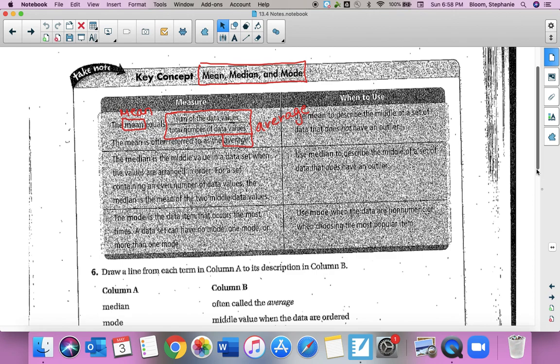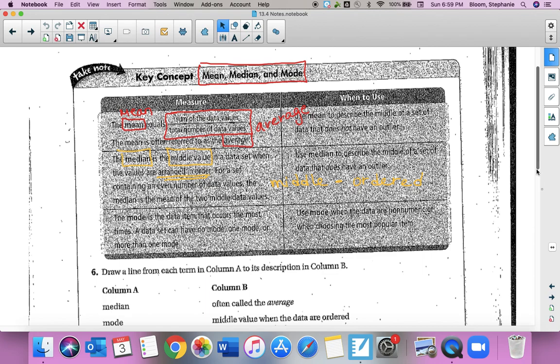All right, the next one is this word median. And the median is the middle value. Median is the middle value in a data set when the values are arranged in order. This is key. Have to arrange it in order. For a set containing an even number of data values, the median is the mean of the 2 middle data values. So again, median is your middle value when things are ordered least to greatest or greatest to least.